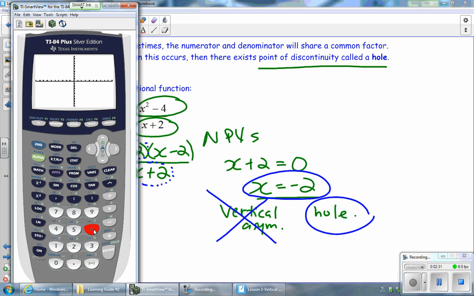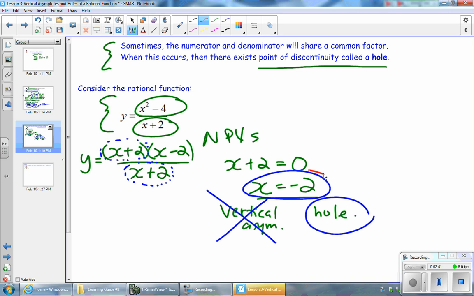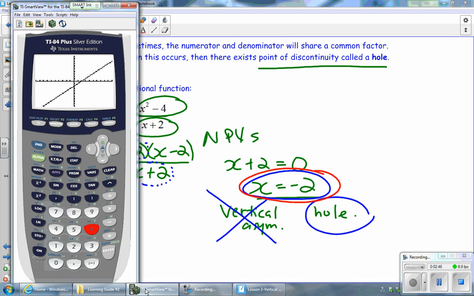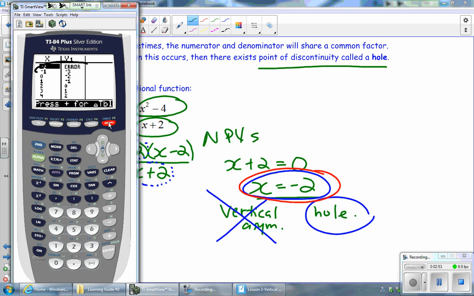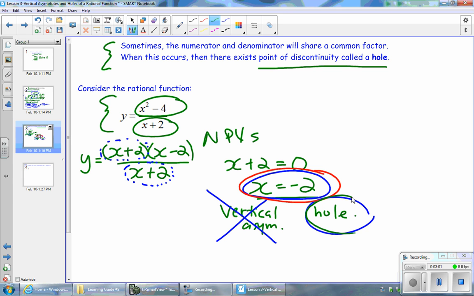So if you graph it, it looks like a simple linear graph. But I want to take a look at what happens at this point, x is equal to negative 2. To see what happens at that point, go into your table. So go second graph to access that table. Notice at negative 2 that there is an error. So there's an error at negative 2 because negative 2 is a hole. So there's a point of discontinuity at that point. Okay, so that's my little introduction to a hole.